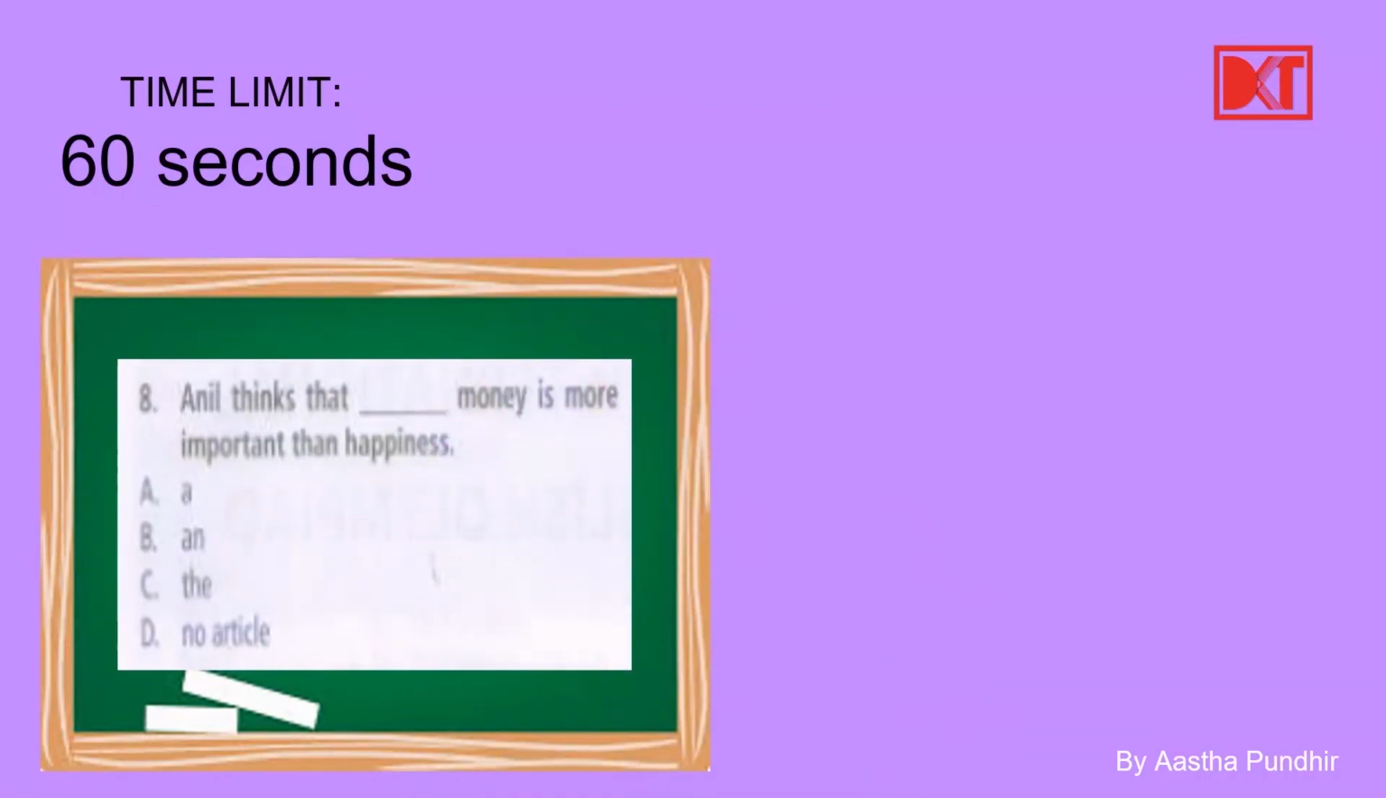Here, Anil thinks that dash money is more important than happiness. Now here we have to choose the article, but here see we're talking about a regular phrase. यहाँ पे money के लिए हम कोई specific money की बात नहीं कर रहे हैं, कोई general money की बात नहीं, यहाँ पे कोई भी reference नहीं आएगी for any article. Alright, so Anil thinks that money is more important than happiness. That's it. We'll be not using any article.